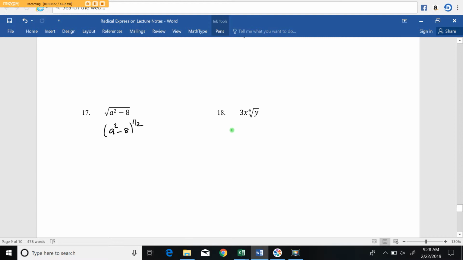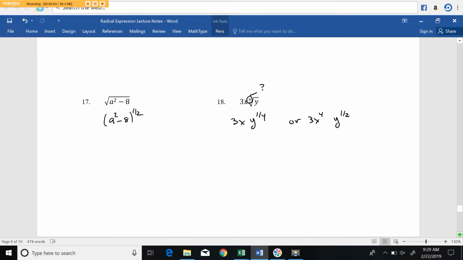18 here. This 3x is just sitting in front, not really relevant to the radical part. Now I've got to decide if this 4 is attached to the x or if that's a 4th root. It's really kind of impossible to tell. I'm going to assume that that's the 4th root of y instead of 3x to the 4th and then square root of y. I didn't type this, so I'm not sure which one was intended. Let me just put or. It could be 3x to the 4th and then y to the 1/2. So I'll just say one or the other, depending on your interpretation.